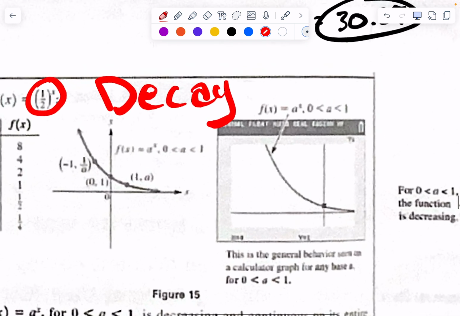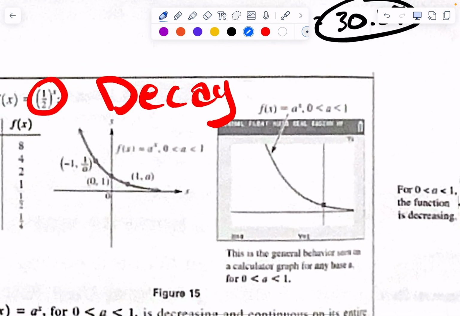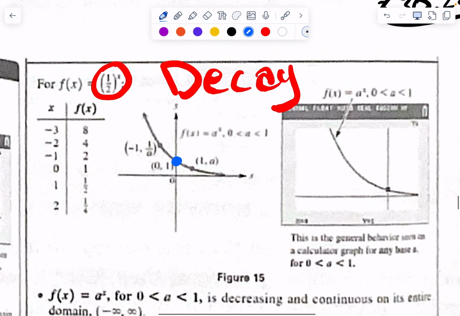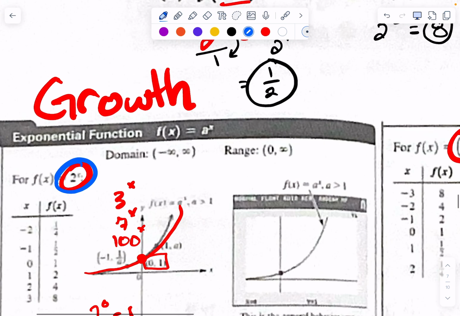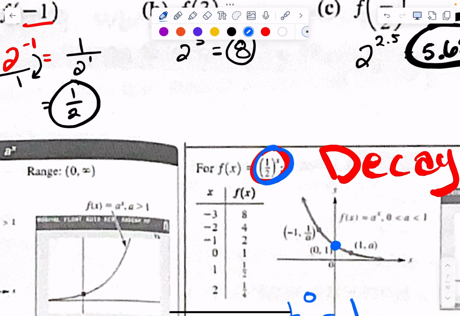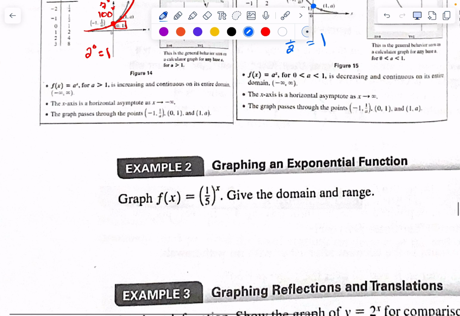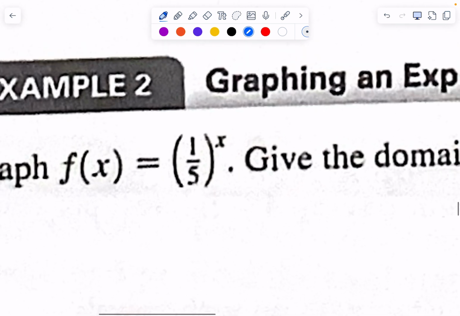Okay, so he's going downhill from left to right, but still crossing at 0, 1, because if I take 1/2 and I plug in 0, anything to the 0 power is 1, right? Okay, now, how do I tell by looking at the equation, like 2 to the x power versus 1/2 to the x power, whether it's a growth or a decay? How do you know? Whether it's a growing function or a decaying function. Like example 2, is that going to grow or decay? How do you know?